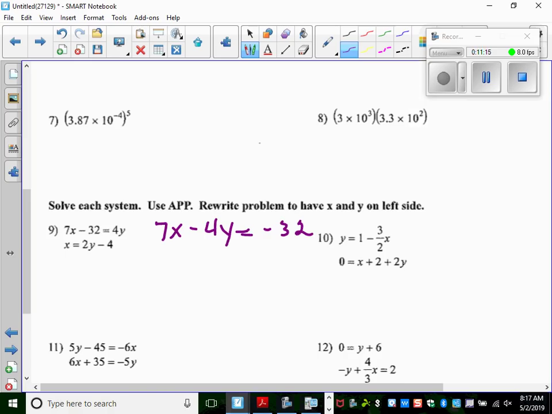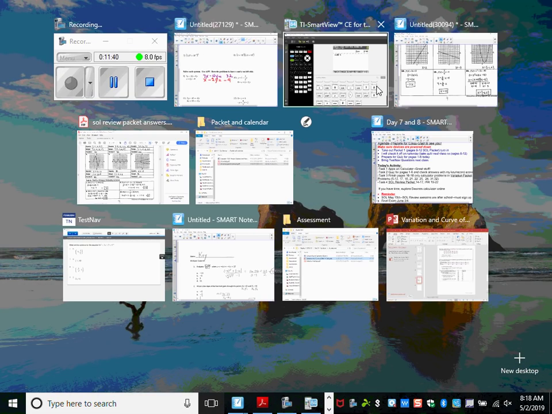Yes, positive 32, because I moved it over. Thank you. And then for the second one, it'll be x minus 2y equals negative 4. So you need to have those numbers because it has to be in that order when you place it into the calculator. Okay. All right, guys, so we're ready now to go back to our calculators.